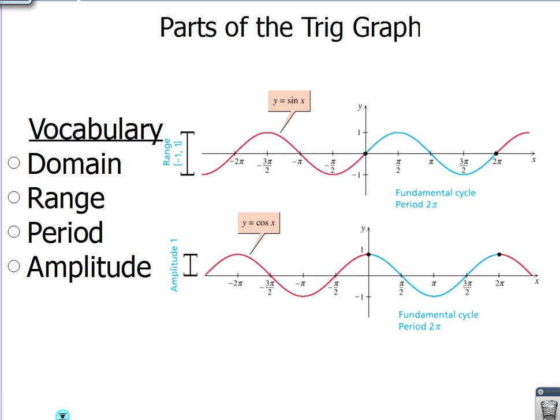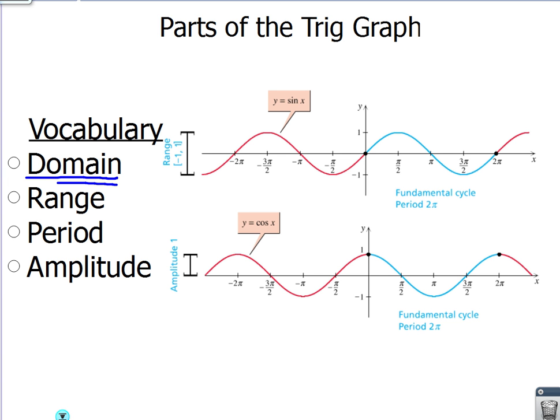First off, the domain of your sine and cosine graph. What values can you find the sine and cosine of? Well, looking at your graph, there's no breaks in your graph. This thing goes forever to the right, goes forever to the left. It doesn't stop here. It continues doing the exact same thing to the far right and to the far left. Domain: all real numbers.